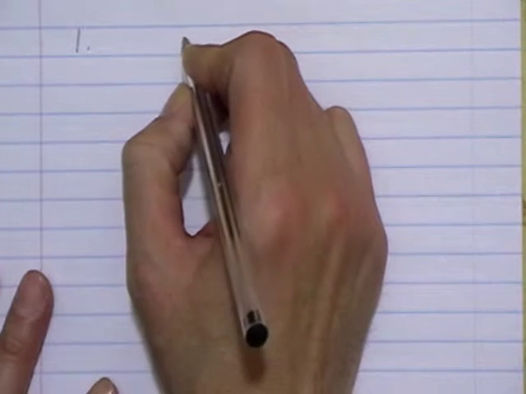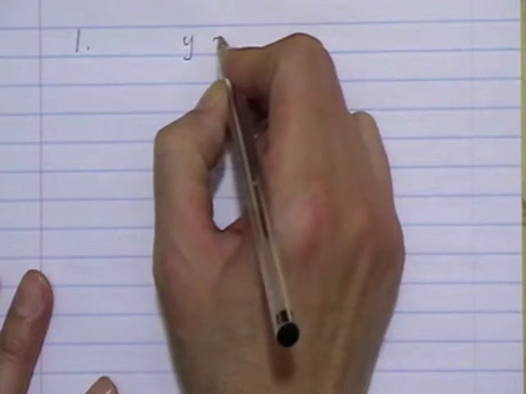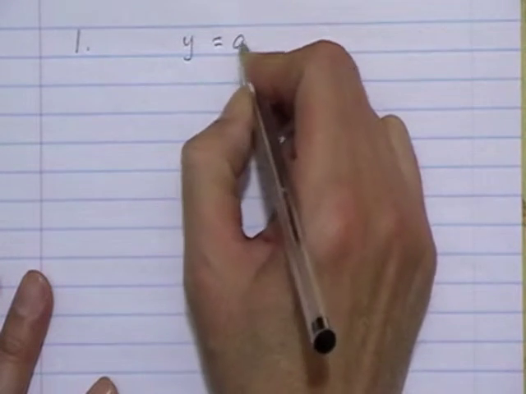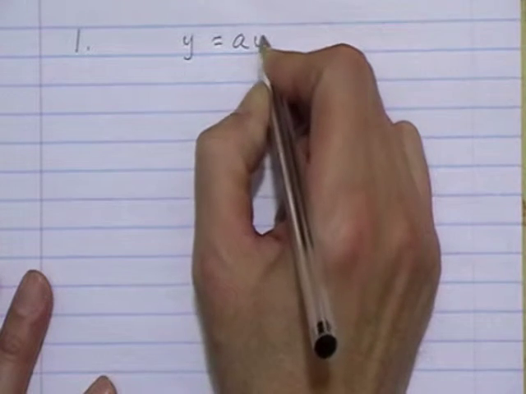In this session, I shall prove 5 properties of differentiation. First one, I have a function y equals a constant a times another function.